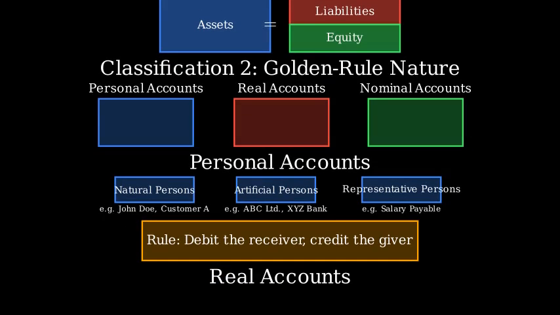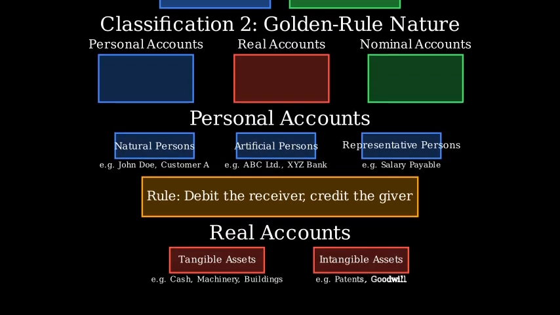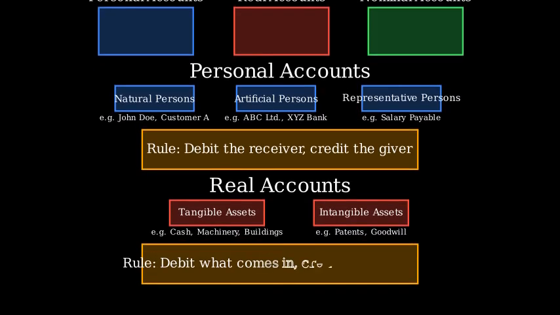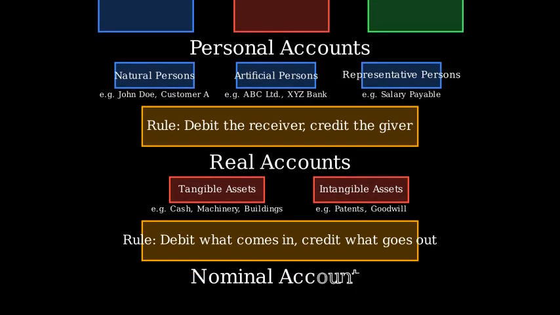Next, we have real accounts. These accounts represent assets, both tangible and intangible, that the business owns. Tangible assets include physical items like cash, machinery, and buildings. Intangible assets include non-physical items like patents and goodwill. The golden rule for real accounts is debit what comes in, credit what goes out. This means when an asset comes into the business, its account is debited, and when an asset leaves the business, its account is credited.